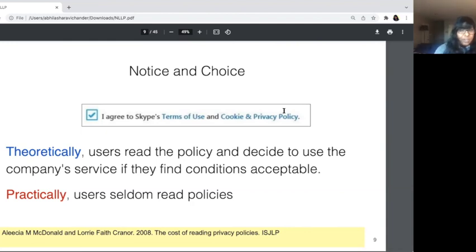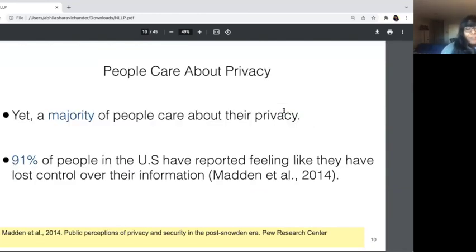And it's not really on the users, this fact that privacy policies are not read. This study by McDonald and Cranor found that if users were to actually read the policies of all the services which they interact with in a year, they would spend up to 300 hours per year just reading privacy policies. So the current scenario is that a majority of people do care about their privacy, but according to this Pew study, 91% of people in the US have reported feeling like they've completely lost control over their information.